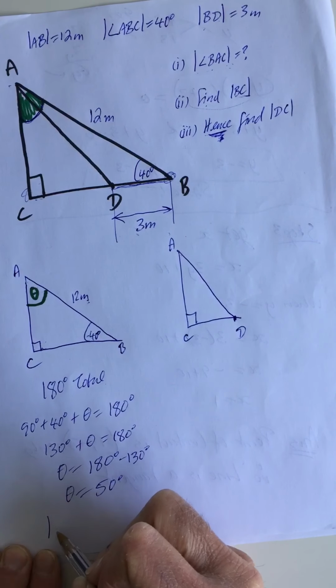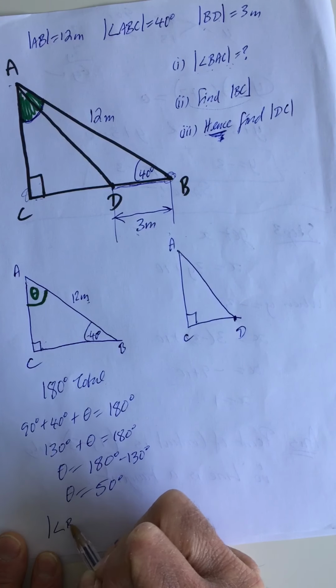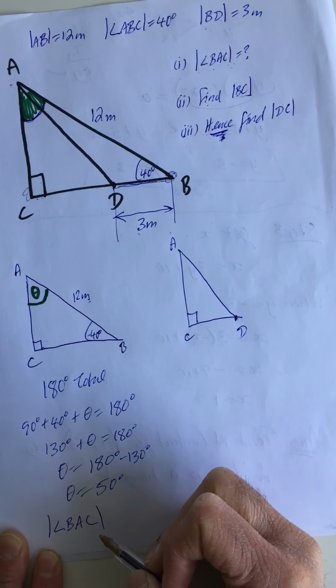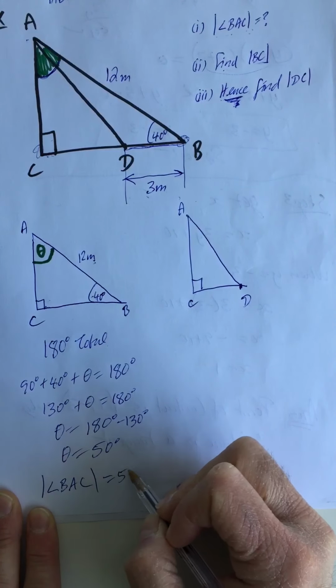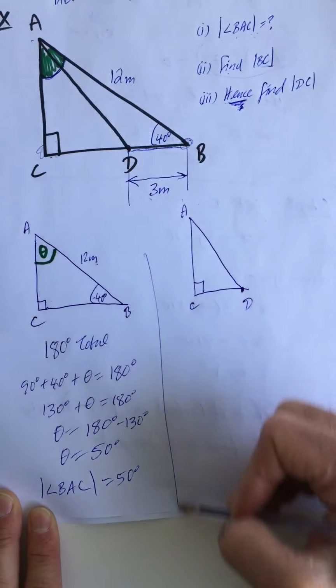Theta was an invention of mine. My answer is angle BAC is 50 degrees. Now, that's my first answer.